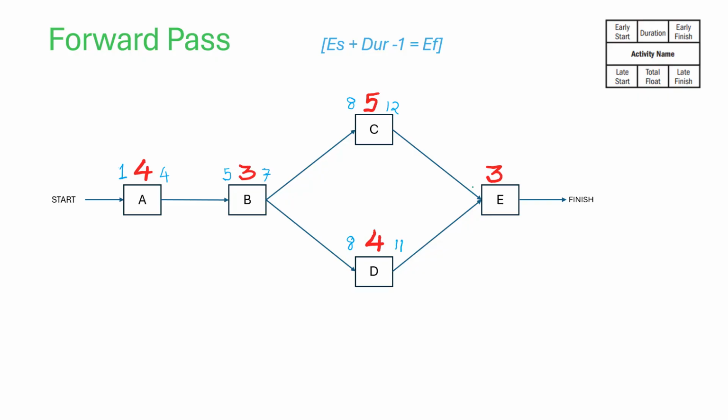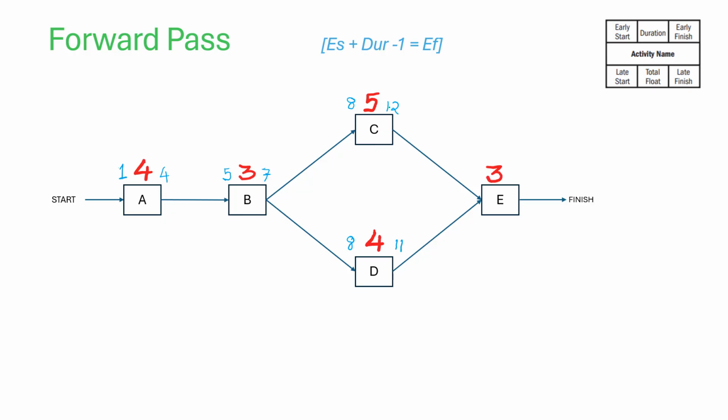Now you have to pay a lot of attention because this is now a convergence point. You have to think very carefully here. When will task E start? Remember that both C and D have to complete before E can be started because E is dependent on both C and D. Now, naturally, this can only start when the bigger of these two completes.